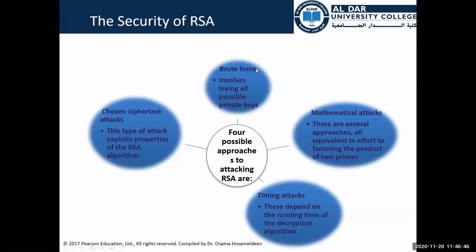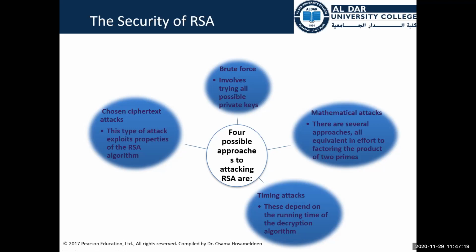And the brute force attack is to try all possible keys, but this is not feasible for large prime numbers. The mathematical attacks are equivalent to the effort of factoring the product of two prime numbers. So this is mathematical, means you have the n, which is the public number, n, as we have seen 33, this is public, but 33 is a multiplication of two prime numbers.